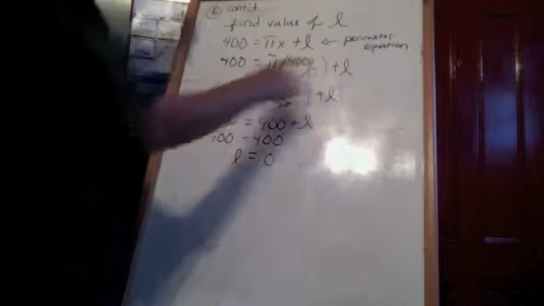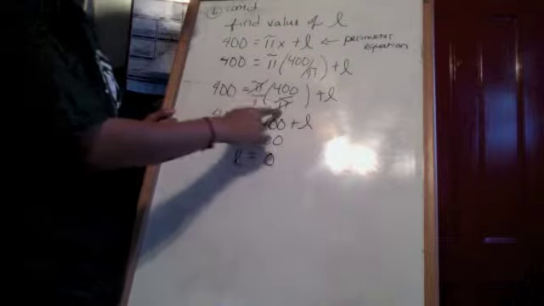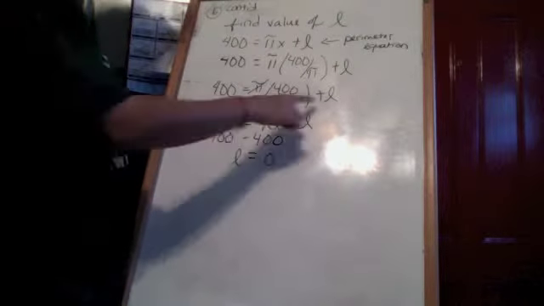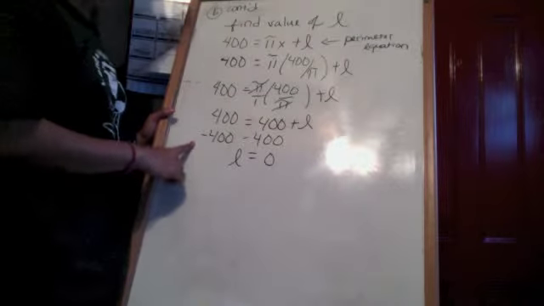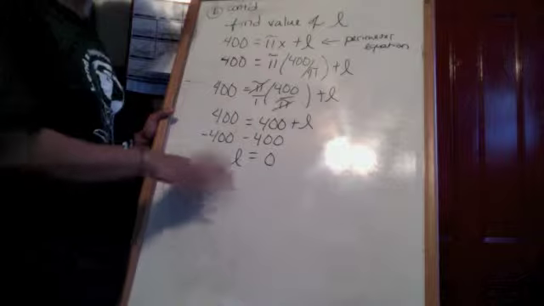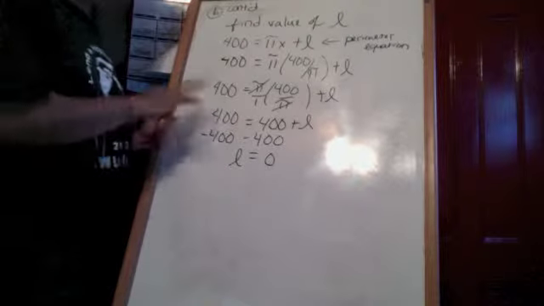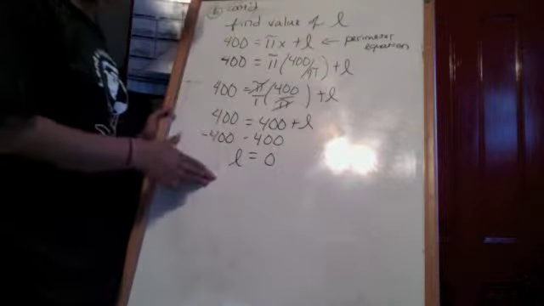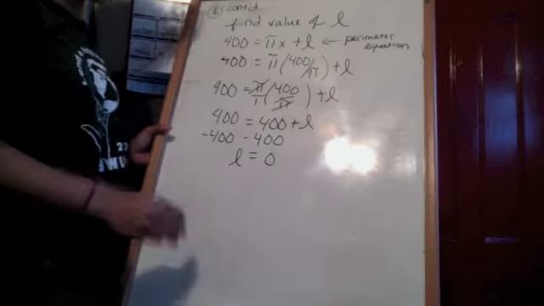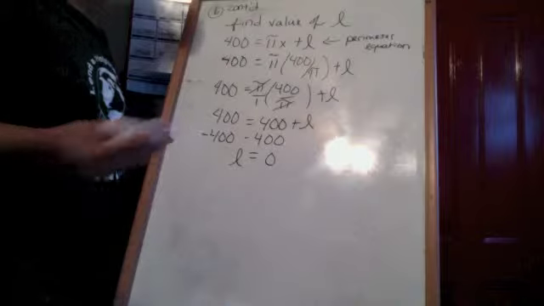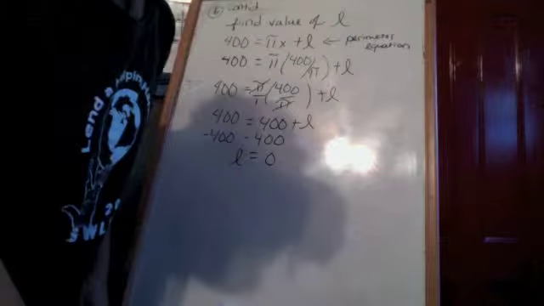And then we move on to 400 equals pi over 1 times 400 over pi plus L, just to make it easier and cancel out the pi's. We get 400 equals 400 plus L, and subtract the 400s from both sides, and we get that L is 0. Now this makes sense. We're going to figure out why it equals 0.